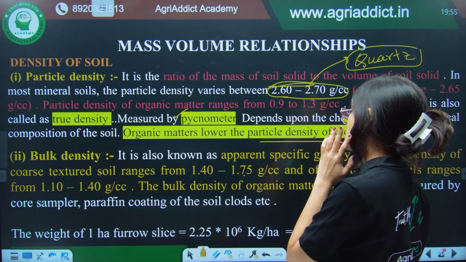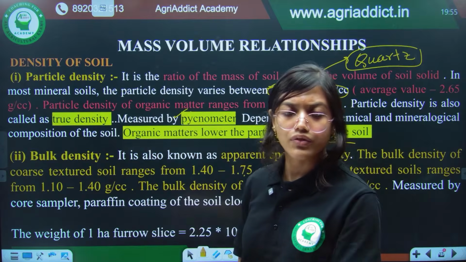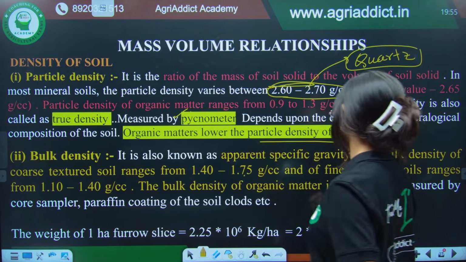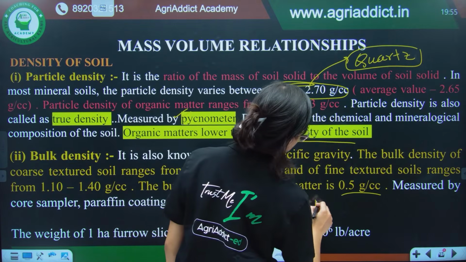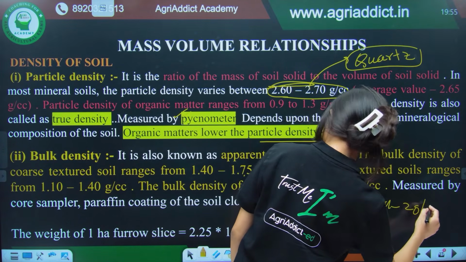Okay. Now, for compacted soil, it is always greater. For organic matter, it is 0.5 gram per cc. For compacted soil, I am writing it over here. It is 2 gram per cc.